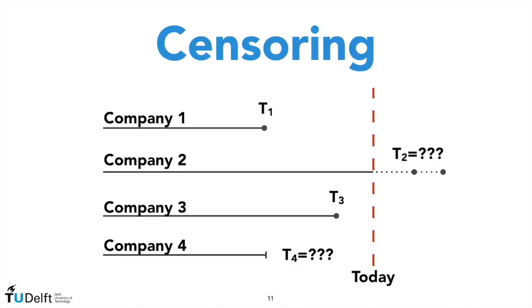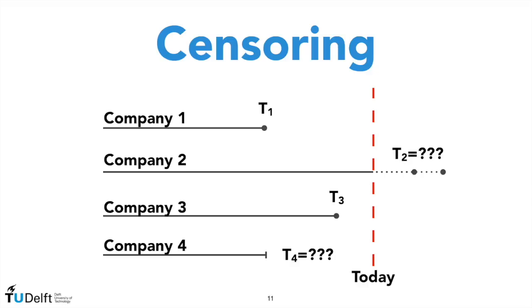Censoring occurs every time we are not able to really assess the time at which our event took place, for example, the default. Consider the 4 companies on your screen. Company 1 and company 3 represent no problem for us because we can observe T1 and T3. But for company 2 and 4, we have problems.